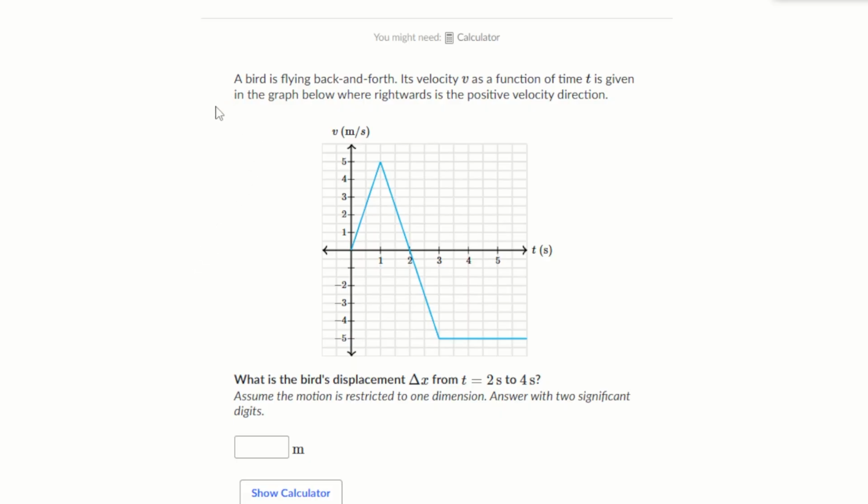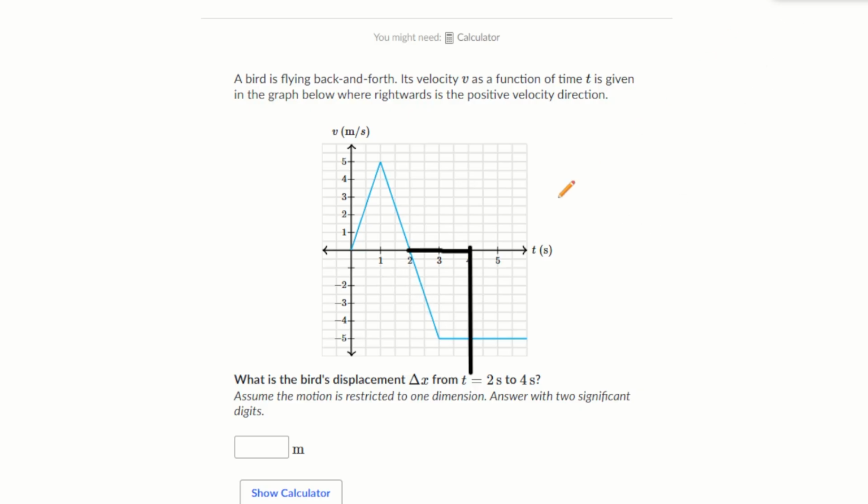Okay, question 10. Question 10 says, a bird is flying back and forth. Its velocity v as a function of time t is given in the graph below, where rightwards is the positive velocity direction. What is the bird's displacement, so delta x, from time equals 2 seconds to 4 seconds? We know that on a velocity versus time graph, displacement is just the area under the curve. So if we go from time 2 seconds to 4 seconds, we draw a line right here at 4 seconds and calculate the area from this portion.